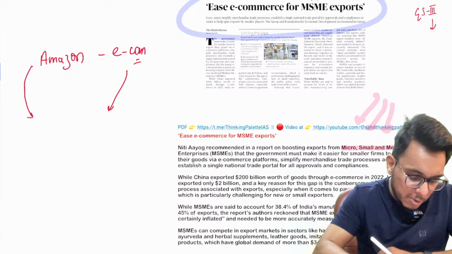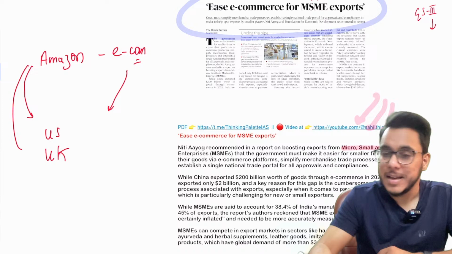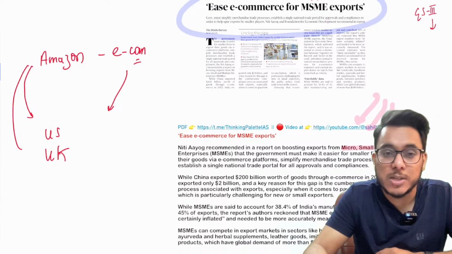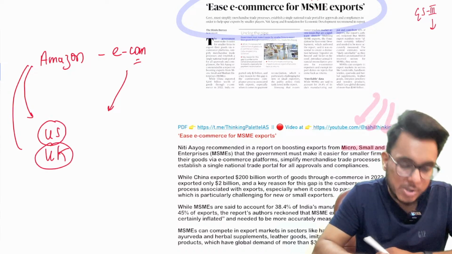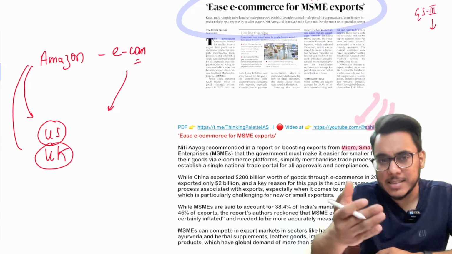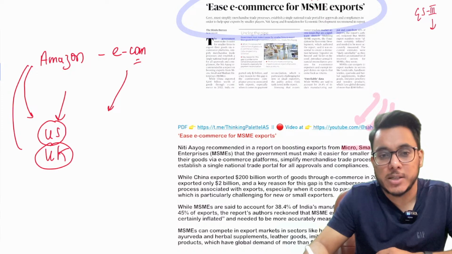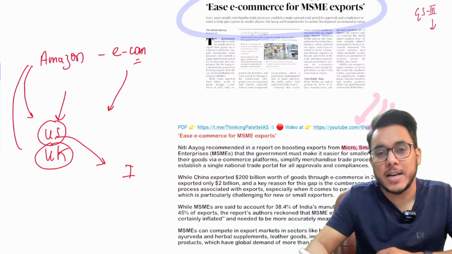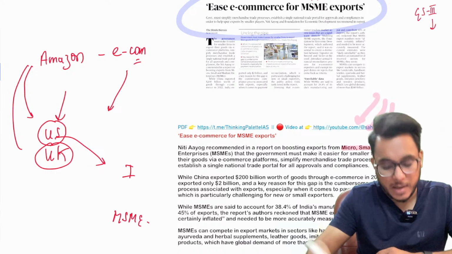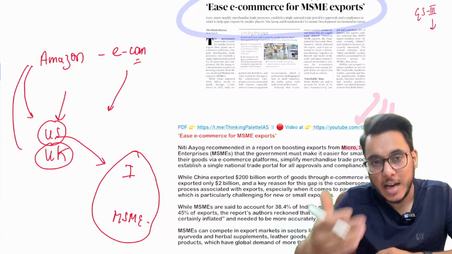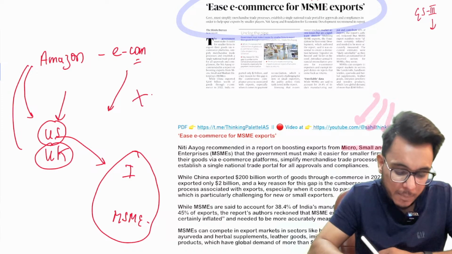Now, when we talk about Amazon, there is also Amazon US and Amazon UK. There are a lot of products which might not be available on Amazon India, so you can order them from Amazon US or Amazon UK. Similarly, let's say an American person doesn't find a particular product on Amazon US, but finds it on Amazon India, and that product is being manufactured by an MSME. If an MSME in India wants to supply a product to the US through Amazon India, there are a lot of compliances that are there.